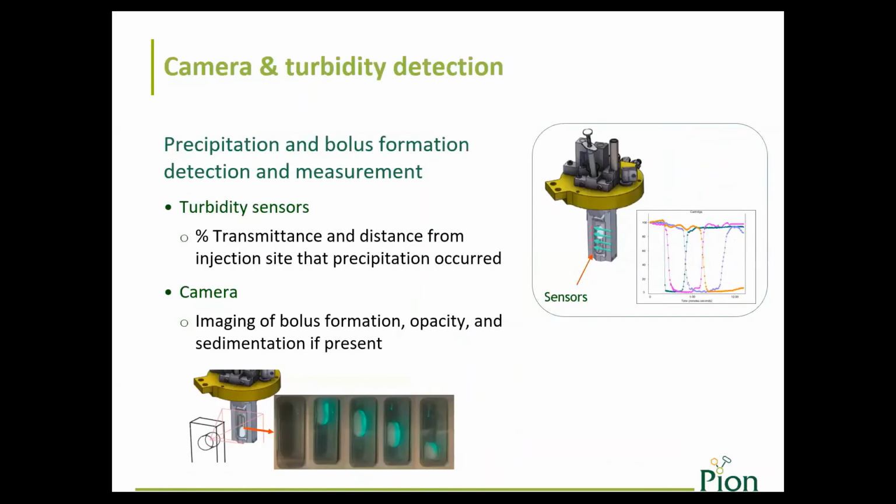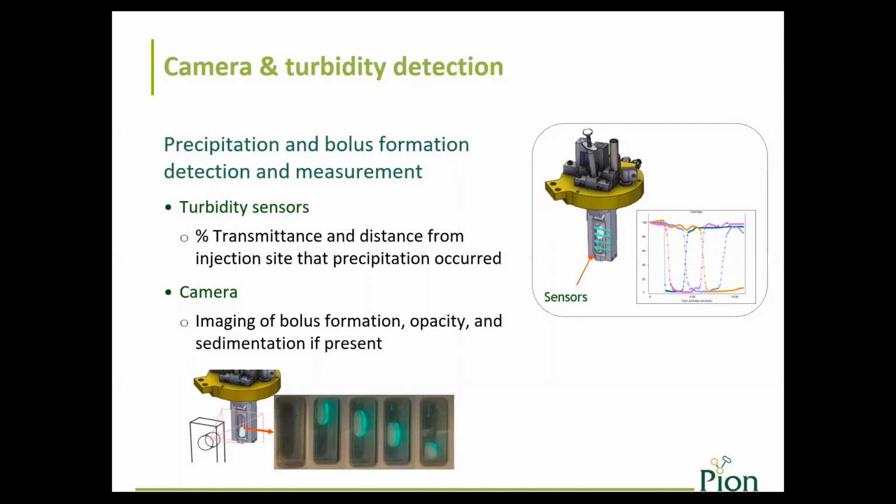So the camera complements the turbidity sensors, which were a feature of the initial generation. So the overall goal is to monitor and assess precipitation and balls formation. The turbidity sensors provide a direct measurement of percentage transmission, and you can tell the distance from the injection site as well as the time that change in turbidity has occurred. So it's a very quantitative measurement.